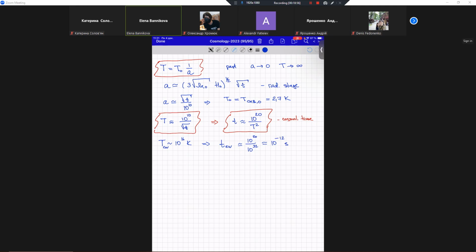So it means that when the age of the universe was less than 1 picosecond, in this time we can suggest that only 3 fundamental interactions existed. So T less than T electroweak, with only 3 fundamental interactions: gravitational interaction, strong, and electroweak. This is in principle when we speak about electroweak interaction.